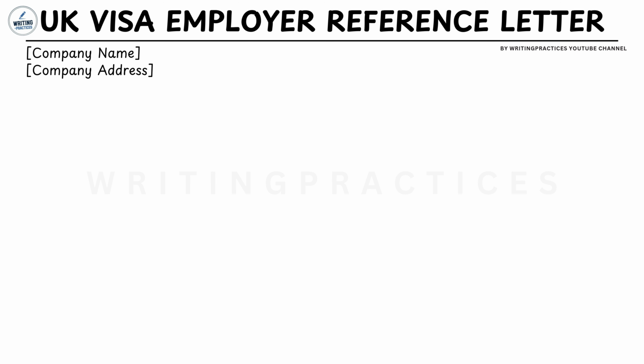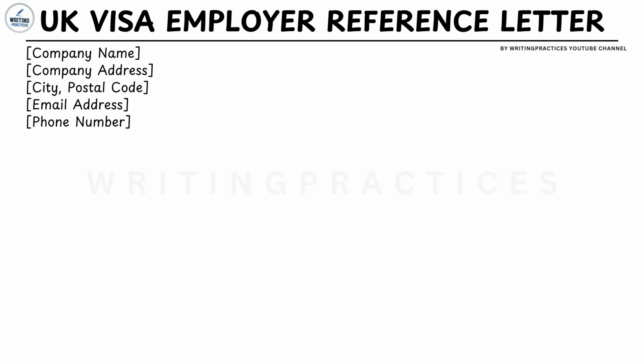The letter should start with the employer's official details. This section ensures that UKVI can verify the legitimacy of the company providing the reference. Example: company name, company address, city, postal code, email address, phone number. Make sure all details are accurate and up to date. The company address should match official business records, and the email and phone number should be valid in case UKVI needs to contact the employer for further clarification.